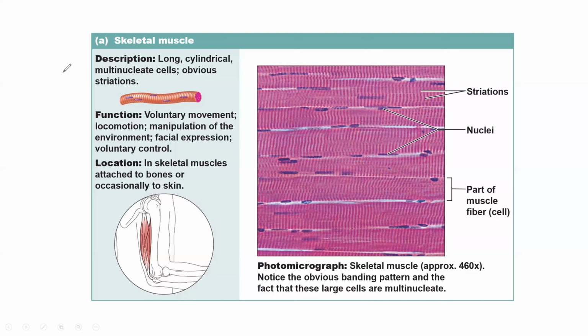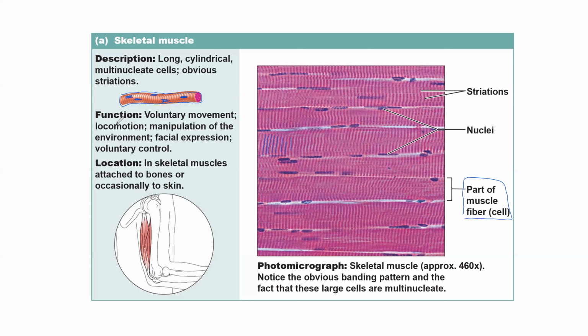So description: long cylindrical multinucleated cell. So here's your entire cell. Well, it's even actually a piece of a cell. Each cell is so long that we call it muscle fiber. So muscle fiber equals muscle cell. And because it's a very long cell, it has multiple nuclei. That's why it's called multinucleated. And you can see striation, those lines that go up and down the cell. So here you have nuclei, you have striation. Here's a part of a muscle fiber or muscle cell.